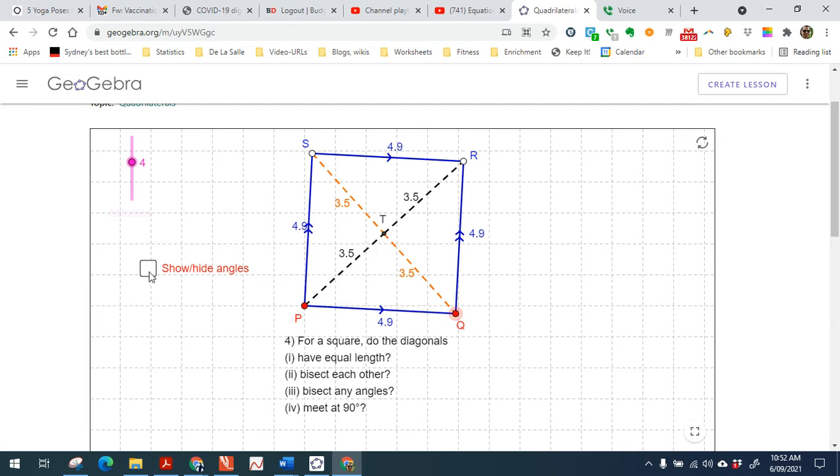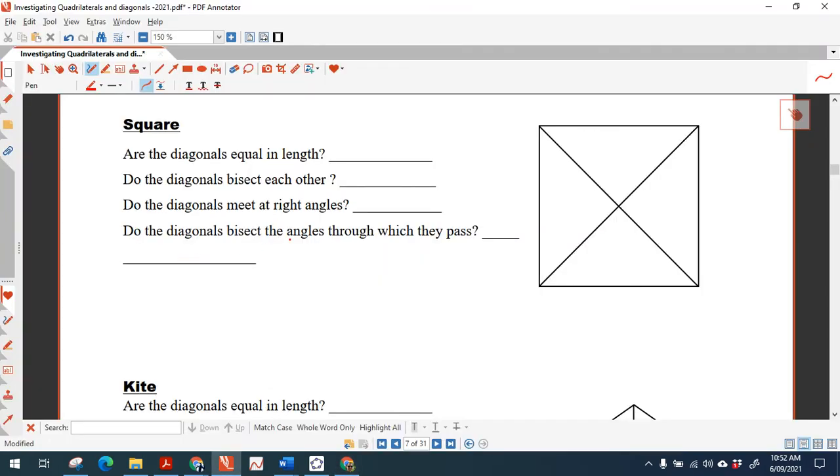So let's have a look at that. Come back to our diagram. Are the diagonals equal in length? The answer is yes. So let's put down a yes for that. Do the diagonals bisect each other? Yes, they do. So let's mark that on here. So we've got single dash here, single dash here, single dash here, single dash here.